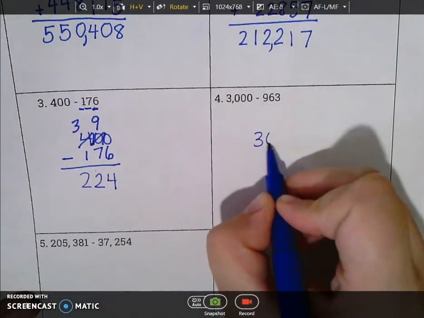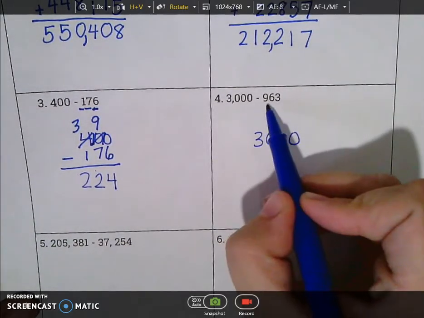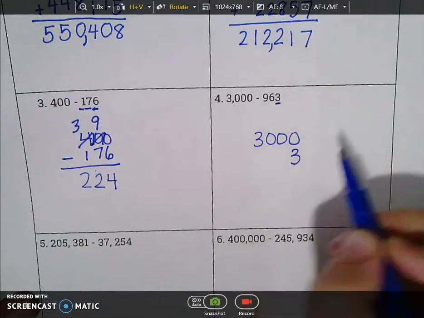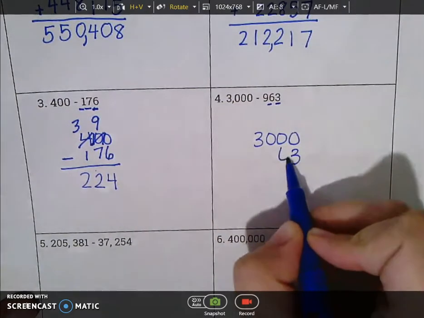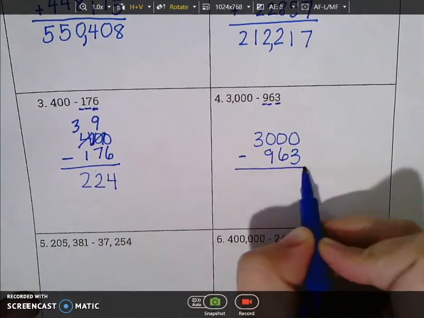Number 4, I've got 3,000. I'm going to leave that comma out right now. Minus 963. So I got to line up my place values. The 3 should go in the ones place. The 6 should go in the tens place. And the 9 should go in the hundreds place. So I'm going to subtract.